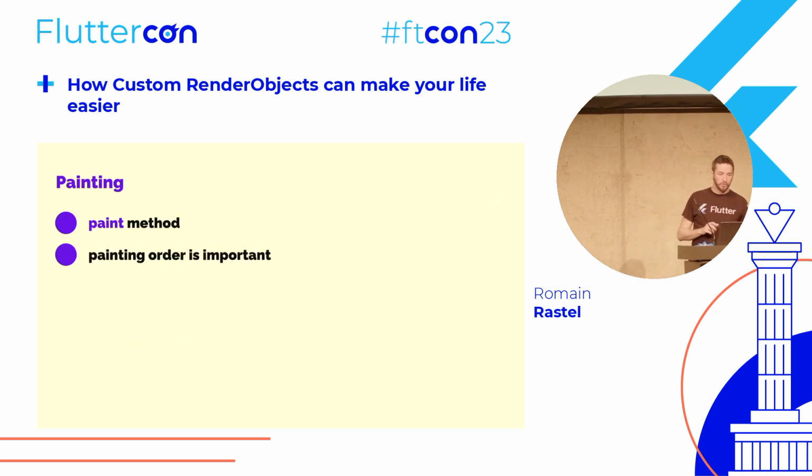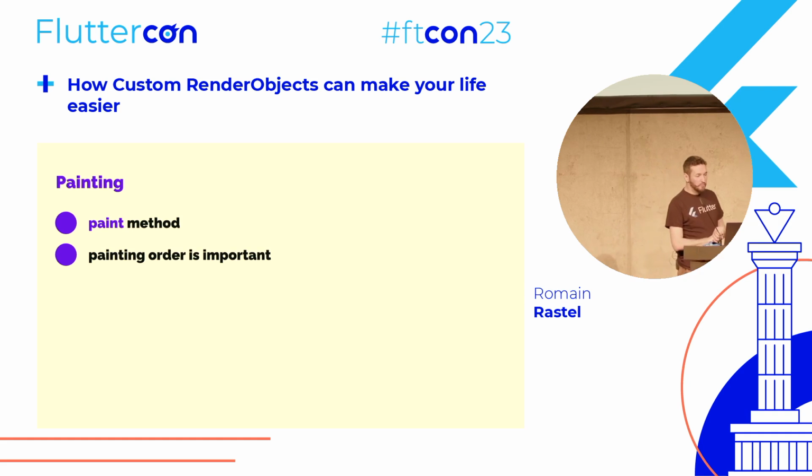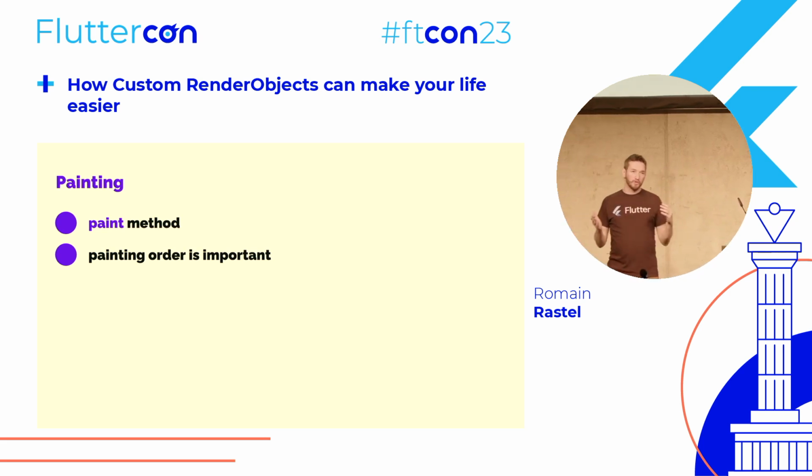After that, we want to paint our render object, and for that we have a method called paint. What is important is that the painting order can give you different results. If you have a lot of widgets, the first widget will be painted first, the second one above it, and so on, like in a stack. In a stack, the first widget you put in the list is the one at the bottom. So if you don't want that, you have to be careful about the order of your painting.